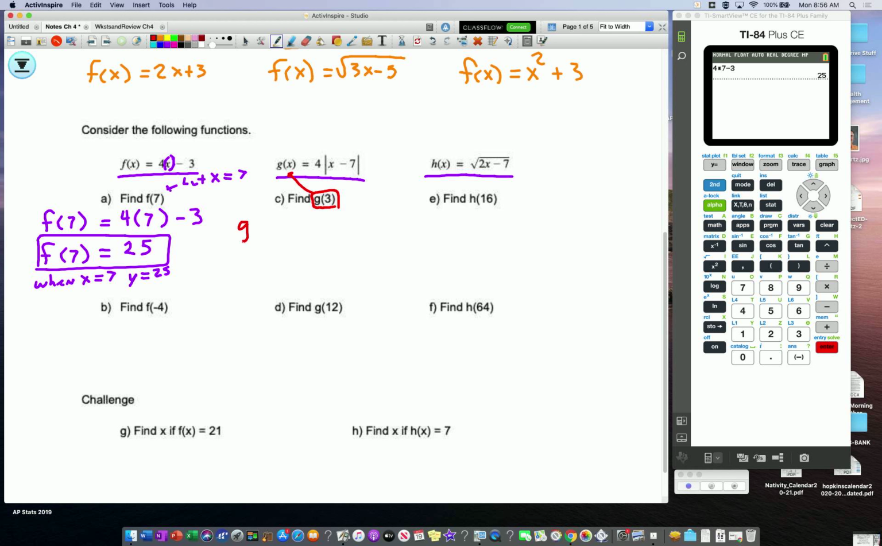So to find g of 3, it equals 4 times the absolute value of 3 minus 7. So absolute value, this symbol, remember, is absolute value. So this is like distance from 0 on the number line. Basically makes negative numbers positive.